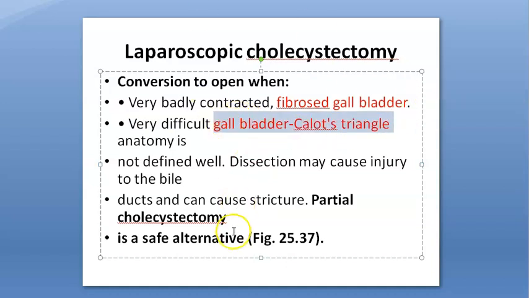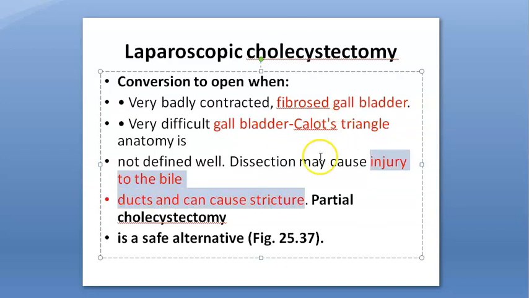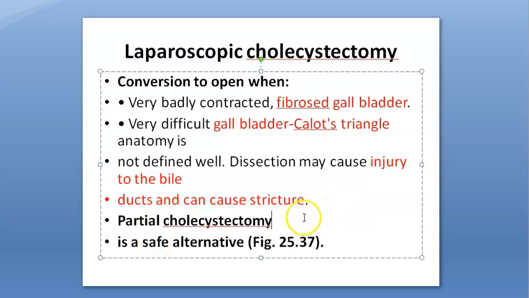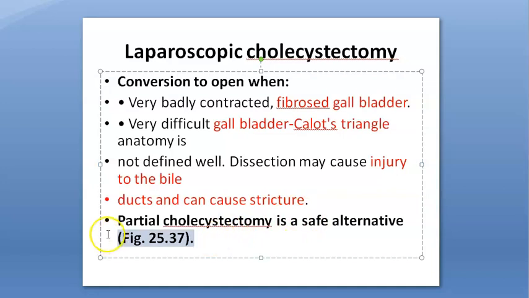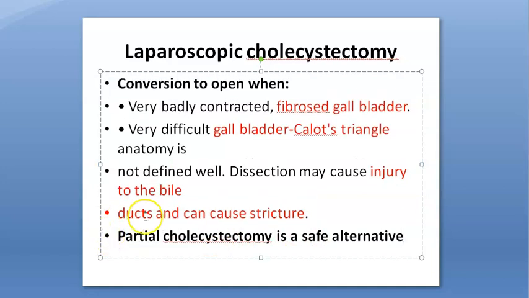What is there in the Calot's triangle, guys? It's very important to know, because you should not injure the structures there. Then what will happen? There will be injury to the bile ducts and it can cause stricture. This is very, very important. Partial cystectomy may be a safer alternative. So instead of removing the entire gallbladder, a partial cystectomy could be much safer.